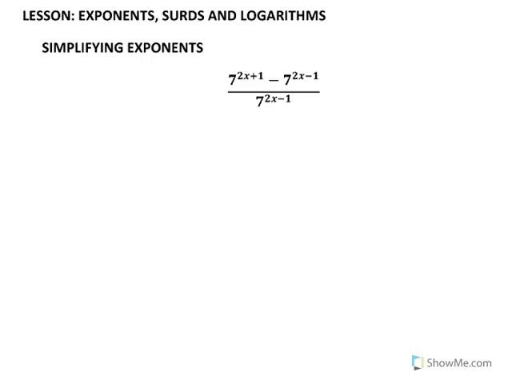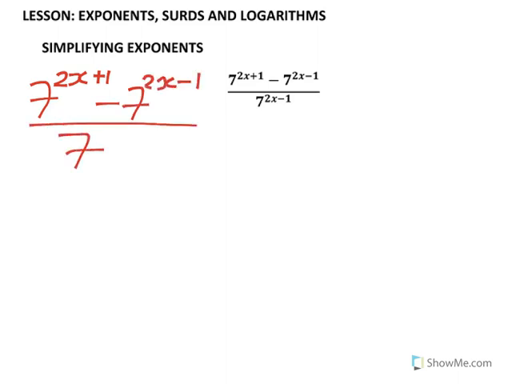Let us move on and look at another version of simplifying these exponents. A very interesting one, sometimes the examiner brings them in the exam. They are giving you 7 to the power 2x plus 1 minus 7 to the power 2x minus 1, all over 7 to the power 2x minus 1.